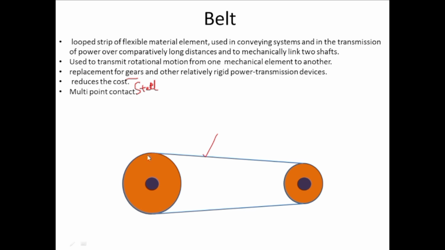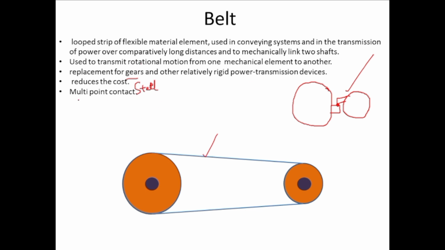And it is multi-point contact. Earlier I told you about two gears. Let's say these are two gears. This is the tooth on one gear and this is the tooth on another gear. The contact between these two gears will be a point contact. A point on the teeth will come in contact with each other, and due to that point contact, motion will be transferred. Because of that, it will be noisy as well.